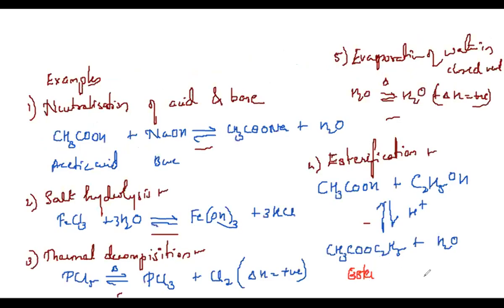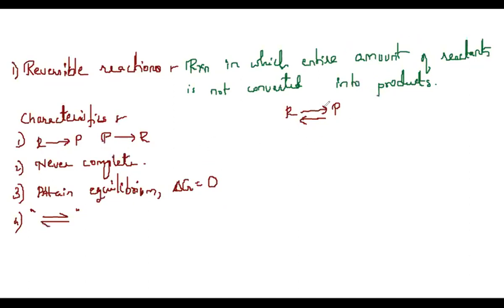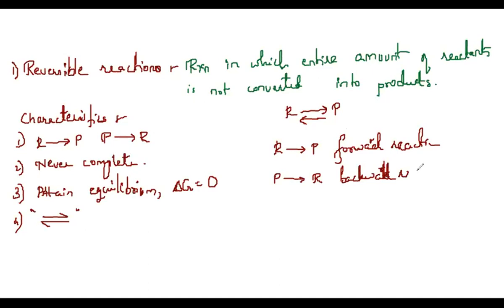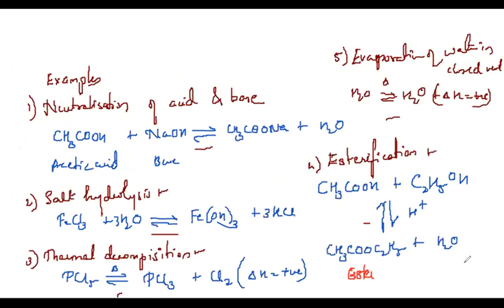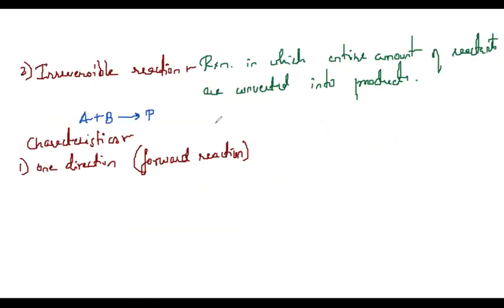Yes, so here we have seen this. Reactants getting converted to product is what? It is forward reaction. Correct? And the products getting converted back to reactants is what? Backward reaction. Correct? So in case of reversible reactions, we have forward as well as backward reactions. Whereas when we talk about irreversible reactions, it proceeds only in one direction. That is also forward direction.